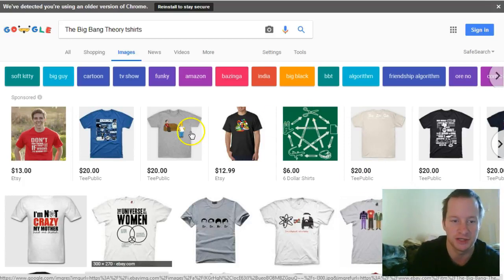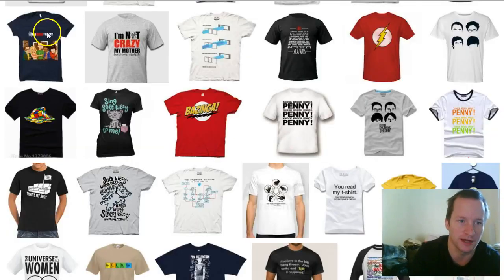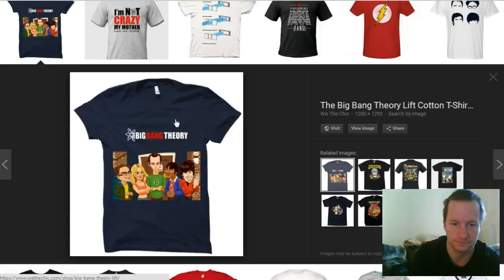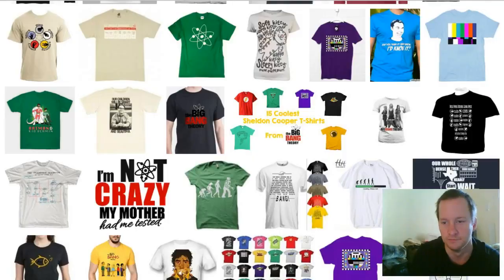Penny, penny, penny, bazinga, all phrases that characters use. That's my spot. Soft kitty. Flash. We got this one here with the cast. Let's see what else we got. So you can basically get some, let's see what we got right here. There's some up here that have the actual images of the actors.